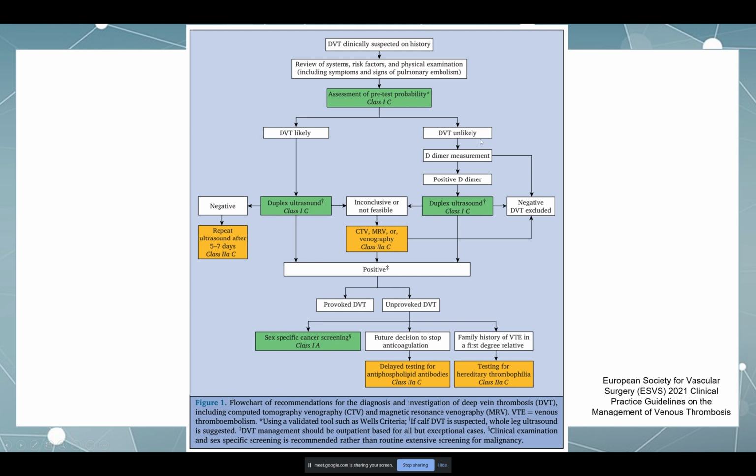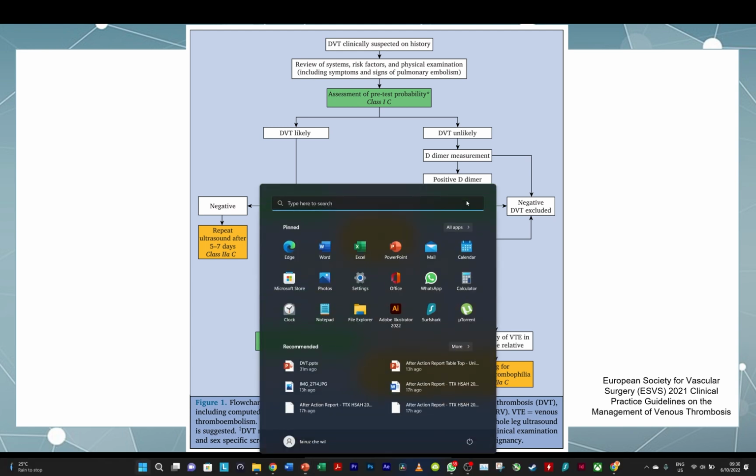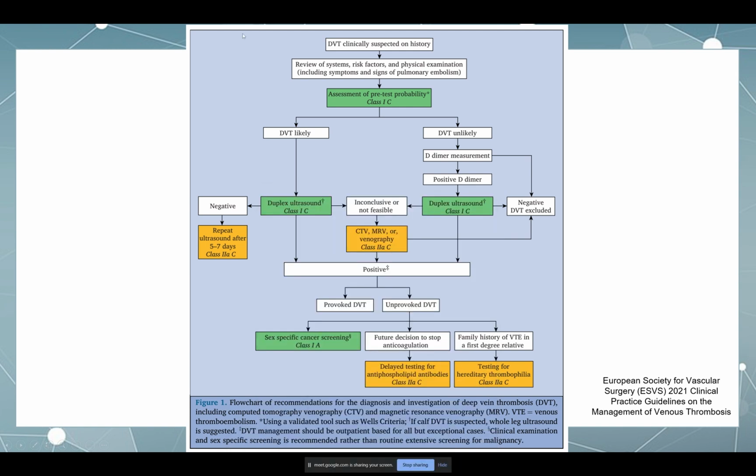If unlikely but we still suspect, we carry out the D-dimer. If the D-dimer is positive, we can carry out ultrasound. If ultrasound is negative, DVT is excluded. If ultrasound is inconclusive, we can carry out CTV or MRV. If positive, then we proceed with the treatment.